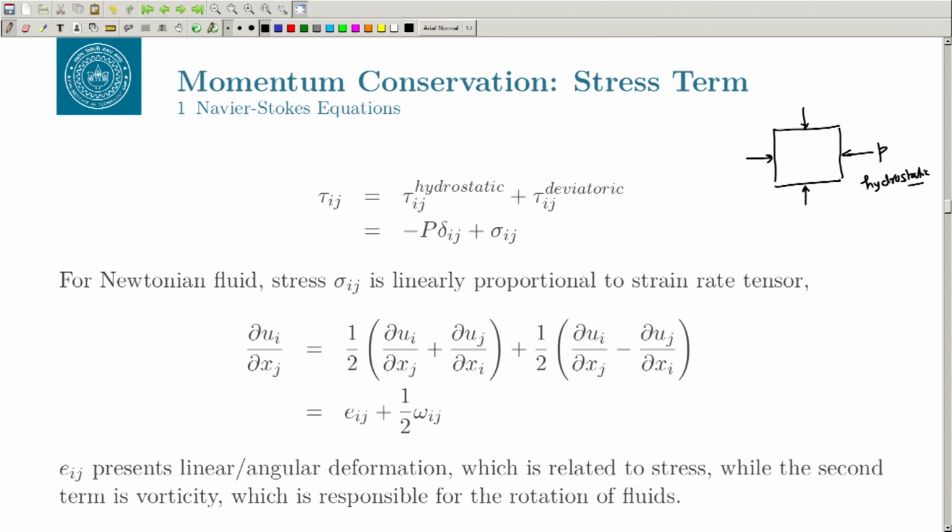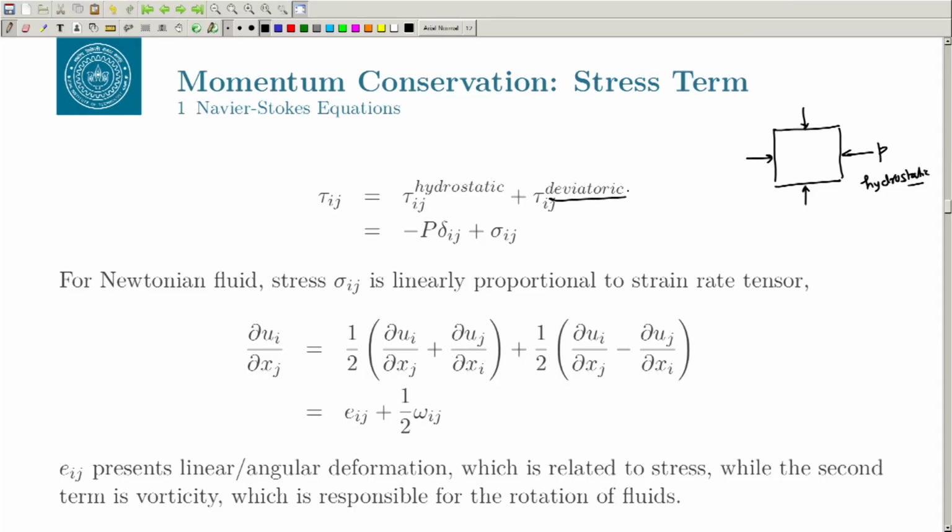But when the fluid is in motion, you will have additional stresses because of the motion of the fluid, because you will have the velocity changing across layers. So, that will give you a different kind of stresses, right. So, that will be called the deviatoric stress, right. So, we will basically divide our tau ij into two parts, one is the hydrostatic stress, another is the deviatoric stress.